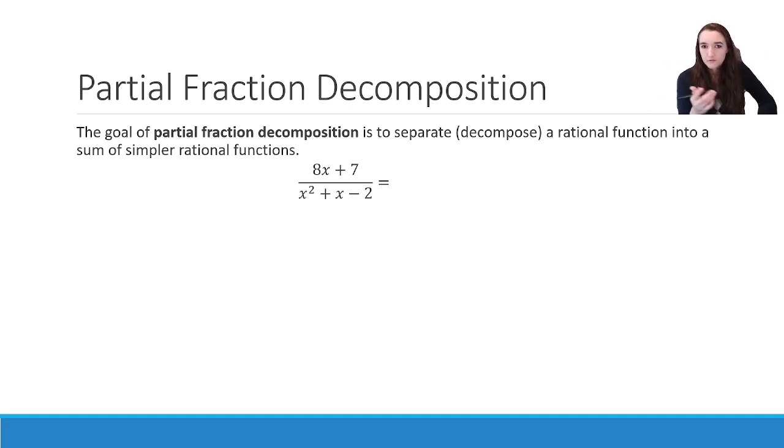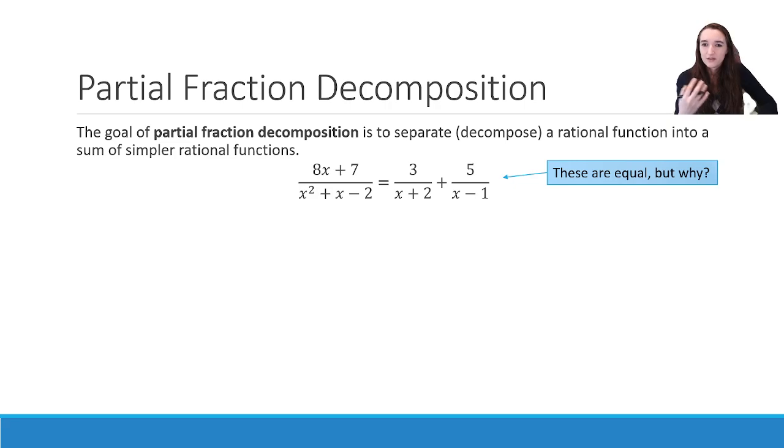The goal of partial fraction decomposition is to separate or decompose a rational function into a sum of simpler rational functions. So for example, (8x + 7)/(x² + x − 2) can be rewritten as 3/(x + 2) + 5/(x − 1). So we've got this sum of simpler rational functions. What makes them simpler? Well, there's less going on in their denominators for the most part. So these two are equal to each other. But why are they equal?